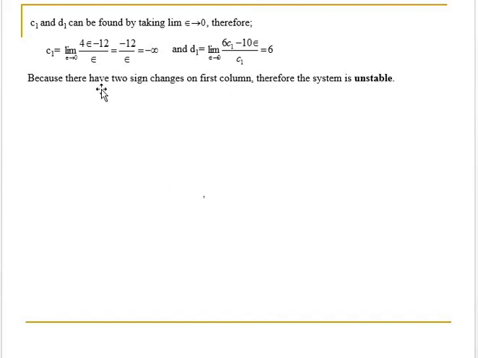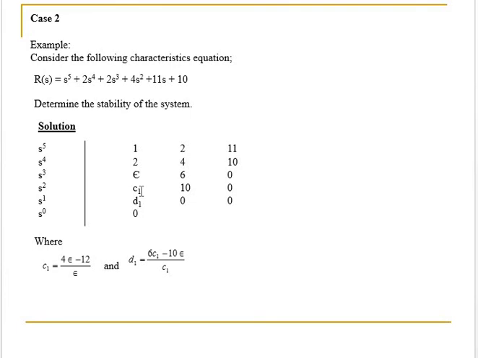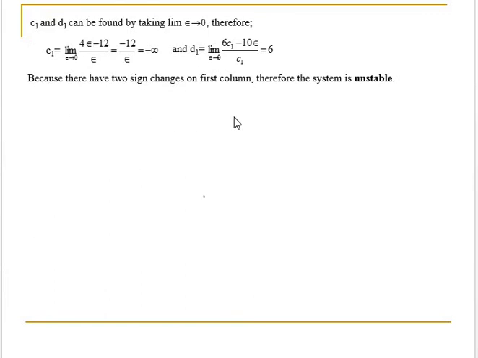Because there are two sign changes on the first column, the system is unstable. Here you see for C1, we look at here again. C1 is positive, this negative, and then it changes again to be positive. It means two sign changes, negative and positive again. So the system is unstable.